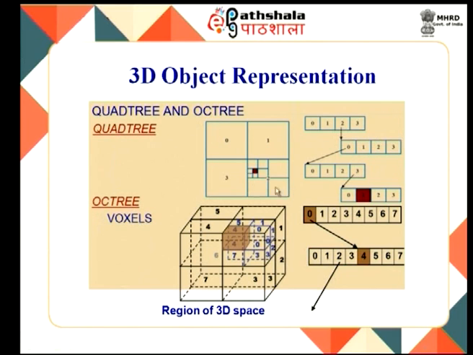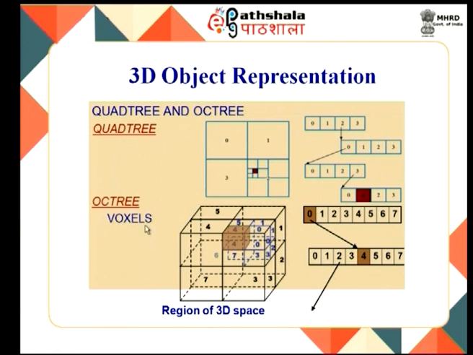A quadtree is basically: take a region of space, divide that into 4 quadrants, and identify the homogeneous regions. If there is any non-homogeneous region, divide that further into 4 quadrants. Imagine this one is the non-homogeneous region, divide this again into 4 quadrants. Again, if one of these quadrants is non-homogeneous, divide that further. Keep dividing till all the regions are homogeneous. That is how a quadtree is represented, and this is the data structure.